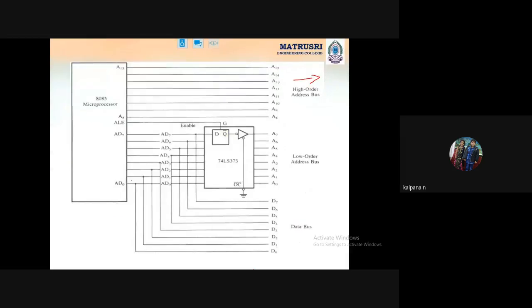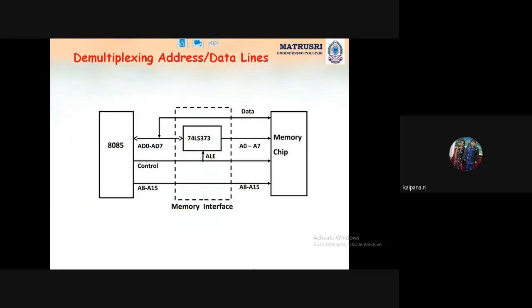This is the circuit diagram. Here we have clearly mentioned the lines one by one, whereas here one line stands for several lines. Understand demultiplexing? Understand? Give some response. Yes, ma'am. Okay. Next, how will we generate the control signals?